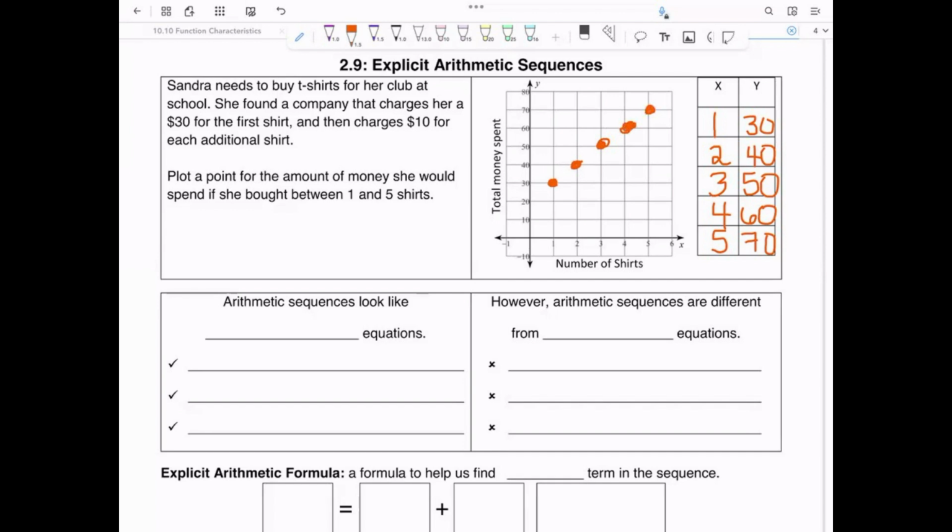All right. So the way sequences work, we're not going to connect these dots because with sequences, we're only looking at whole positive numbers. In this case, x is represented by t-shirts, and so we can't have a decimal number of t-shirts. We can't have 1.5 shirts.